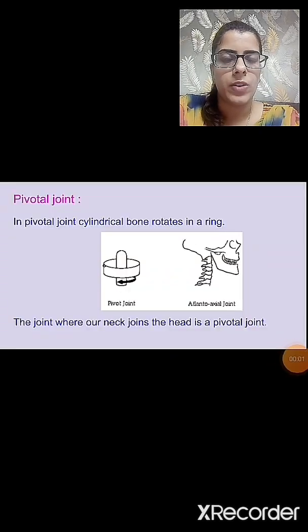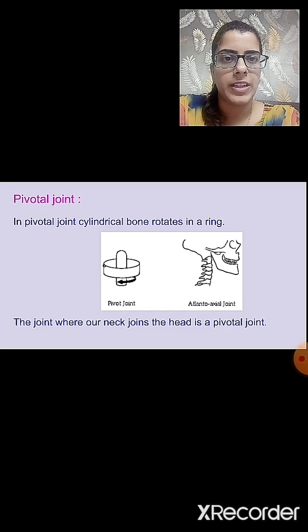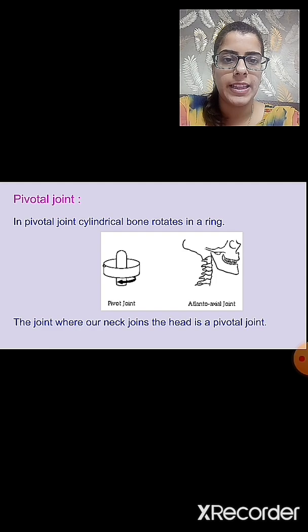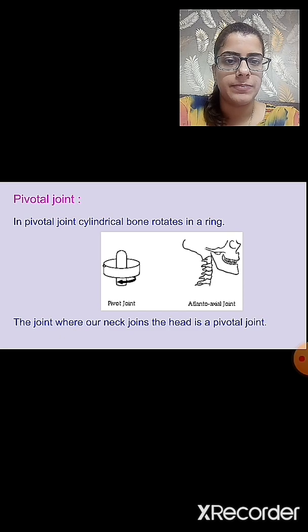After the ball and socket joint, we studied the pivotal joint. So, what is a pivotal joint? In a pivotal joint, a cylindrical bone rotates in a ring. You can see in the image how it looks. The cylindrical bone rotates in a ring.